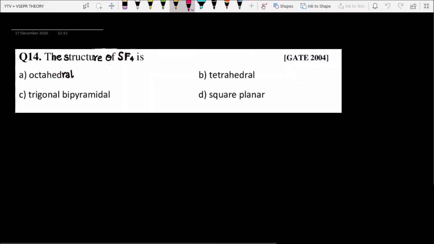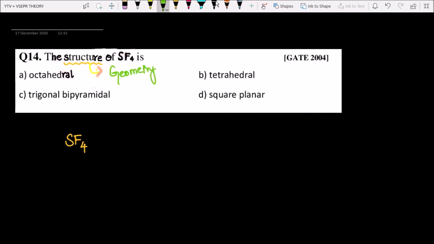In this question, they are asking the structure of SF4. See, basically, if we say structure, in some cases it means geometry, in some cases it means shape. Basically, structure has to mean geometry only. Structure by itself means geometry. So for SF4, they are asking the structure, which means they are asking the geometry.